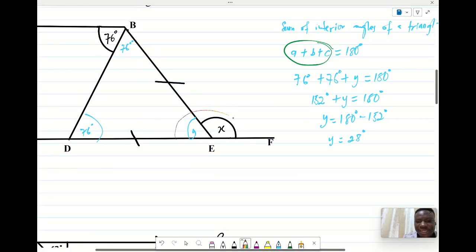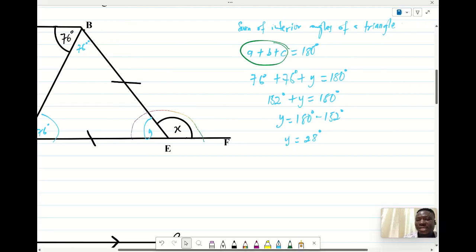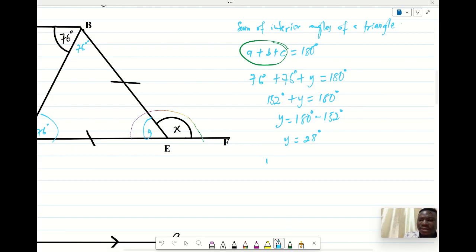These two angles, angle Y and X, are also angles on a straight line. Since they are angles on a straight line, we can say clearly that angle Y plus angle X is equal to 180 degrees, and they are angles on a straight line.